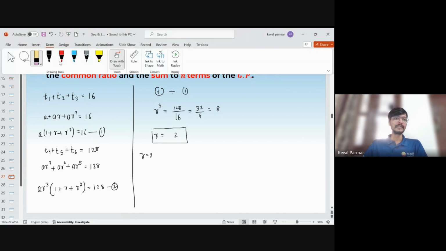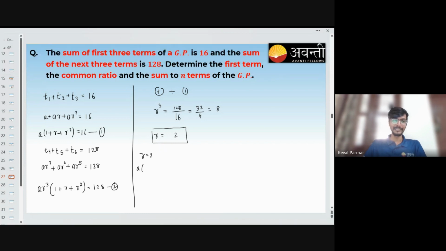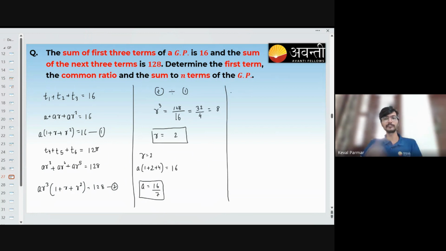So let's continue. R is 2. So I'll get A into 1 plus 2 plus 4 is equals to 16. So I'll get A as 16 by 7. यहाँ भी अच्छा number आया ना. Yeah. Next I have to find sum of n terms. Simple. A है, R है. अभी A और R दोनों है तो you can ask me anything.